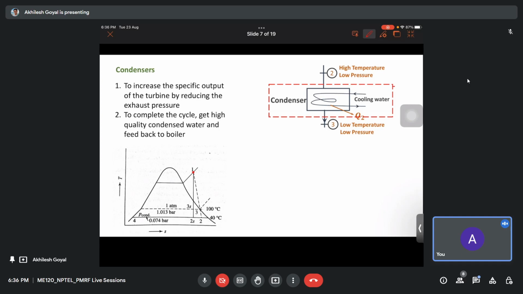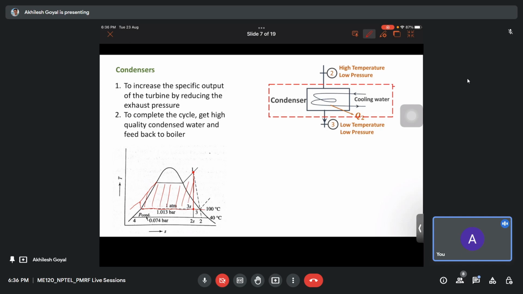If we expand the steam to the atmospheric pressure, that is 1 atmospheric pressure or 1.013 bar, in that case we achieve this work. You can see in the hashed area we receive this work, but the steam condenses at 100 degrees centigrade at atmospheric pressure. Okay, that we all know.